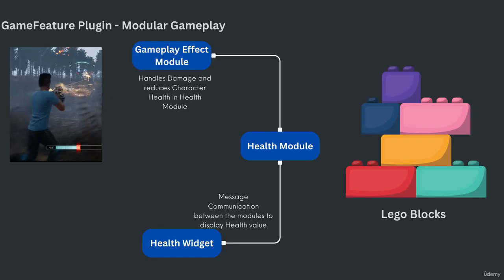Lyra framework uses modular gameplay development. In modular gameplay development, anything which can work independently can be developed as a separate module. And each of these modules can communicate with other modules via sending and receiving messages. This approach is very flexible and easy to manage in the long run. Visualize this approach as a Lego building built using multiple Lego blocks.